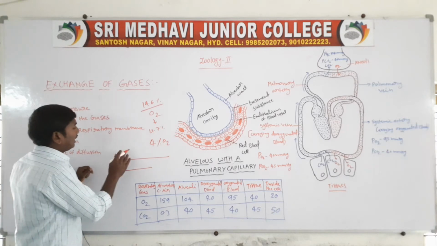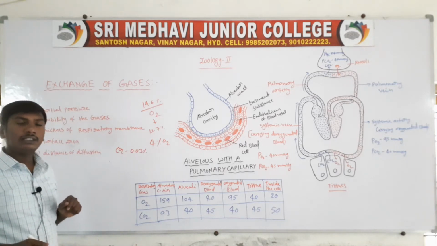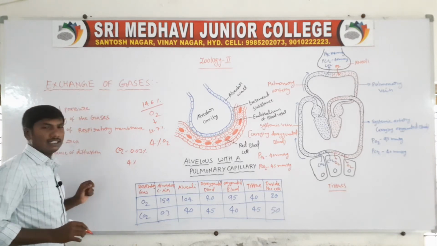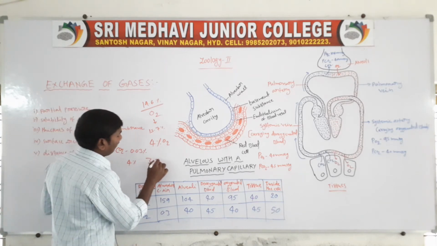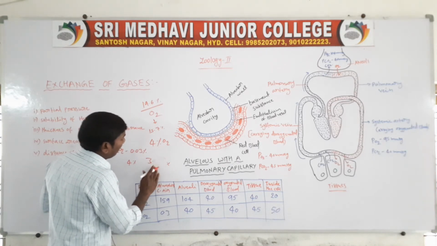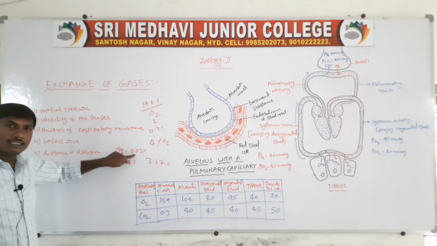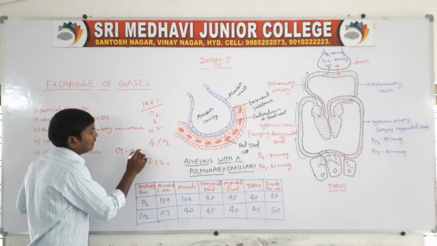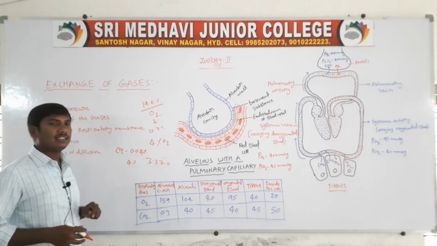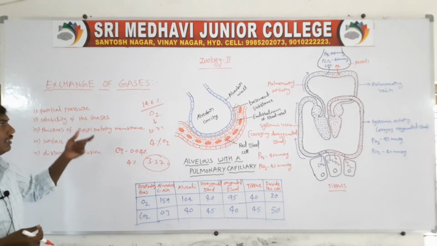Next, in atmospheric air, the CO2 percentage is 0.03 percent. In exhaled air, the percentage is approximately 4 percent. So approximately 3.57 percent of CO2 is released from our body to the outside. So that is the exchange of the gases.